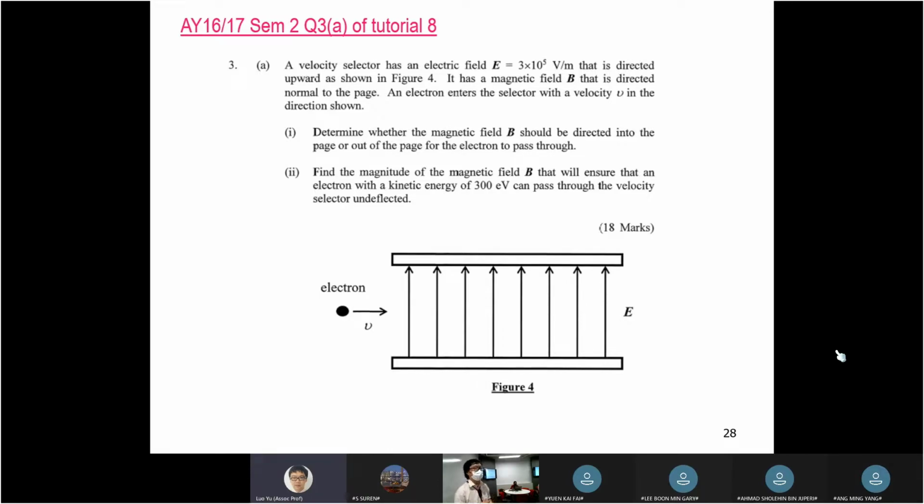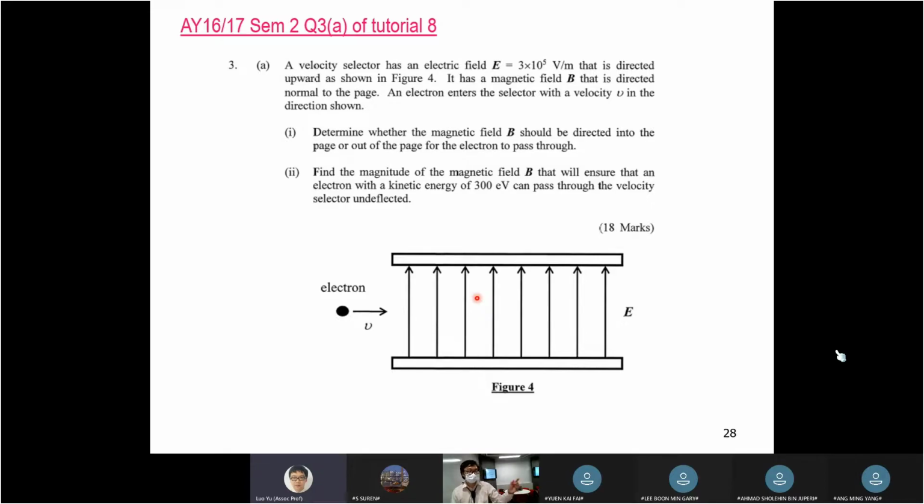So here I will have a conclusion highlight for you. Here we have a particle filter which is a velocity selector. The corresponding electric field is given by this value, directly from bottom to the top. Then we have another magnetic field that is directly perpendicular to our page, but whether it's into the page or out of the page, we don't know.